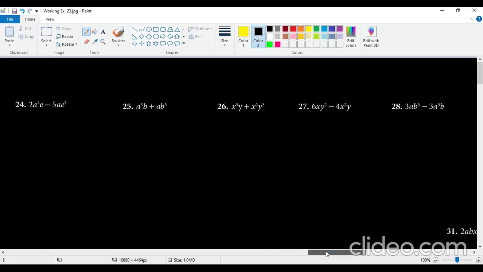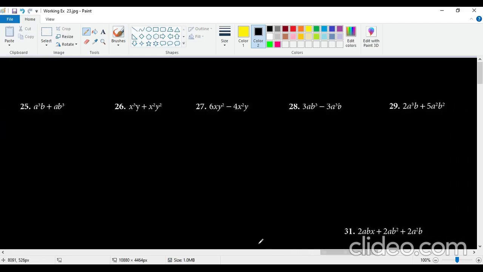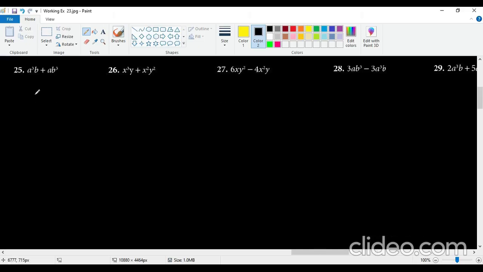Moving on to question number 24. I can see here a and e both are common, so I will take them out, and remaining is going to be 2a minus 5e as another factor. Moving on to question number 25. I can see there are three A's and one A here, and AB is common, and I will keep them outside, and it's going to be A square plus B square. These are two factors that can multiply together to give you A cube B and AB cube.